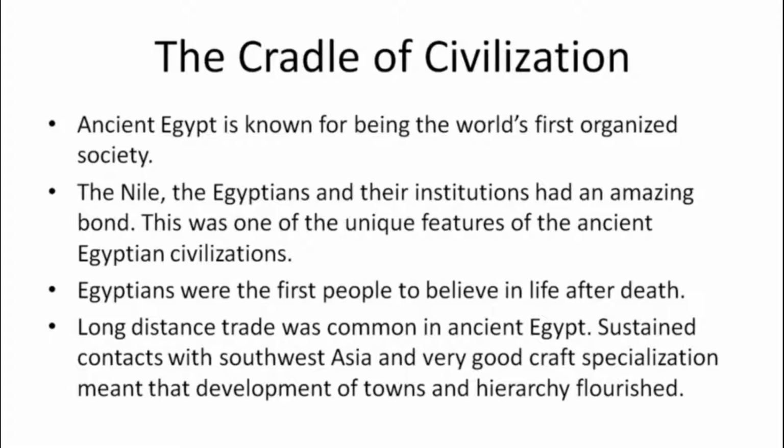Ancient Egypt is known for being the world's first organized society. The Nile, River Nile, played an important role in Egypt's history. The Egyptians and their institutions had an amazing bond with the Nile. This was one of the unique features of the ancient Egyptian civilization. Egyptians were also the first people to believe in life after death. Long distance trade was common in ancient Egypt. Sustained contacts with Southwest Asia and very good craft civilization meant that development of towns and hierarchy flourished.